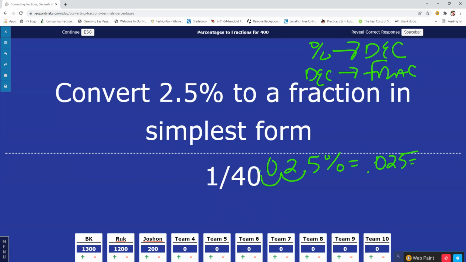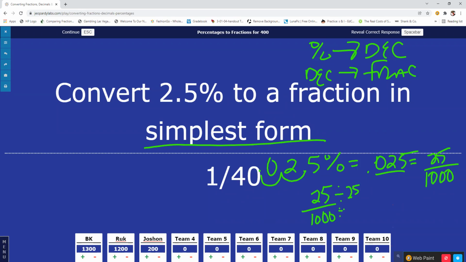Now I'm going to go from a decimal to a fraction. In this case, because I have 3 numbers after my decimal, I'm going to put it over 1,000. So 25 over 1,000. But remember, it had to be in simplest form. So simplest means you have to reduce it down. If we say 25 over 1,000, those both can be reduced by 25. And that's how we got 1/40.